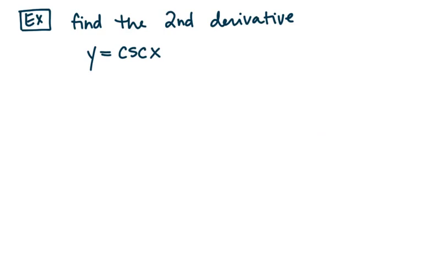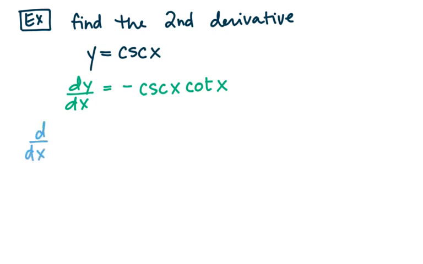So my first derivative, the derivative of y with respect to x, well, we know our derivative for cosecant is negative cosecant x cotangent x. This represents my first derivative. So if we want to find the second derivative, that would be the derivative with respect to x of the first derivative. And just emphasizing my notation here, we would write that as d squared y dx squared.